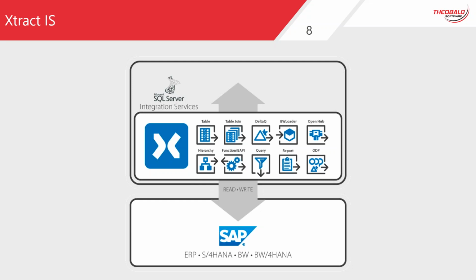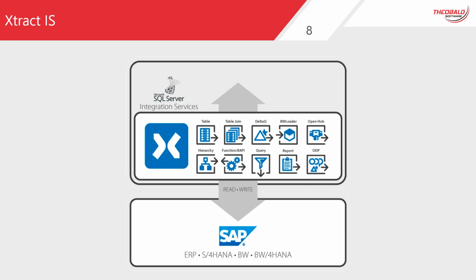Then you may use the query component, for example, that enables data extraction from SAP queries. You may know that from SAP transaction SQ01, for example. Then we have a report component that enables you to extract data from ABAP reports and ABAP programs. The function and BAPI module component is also available to extract data directly from the SAP system.